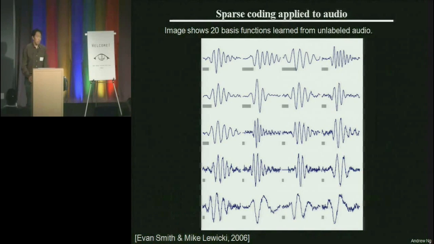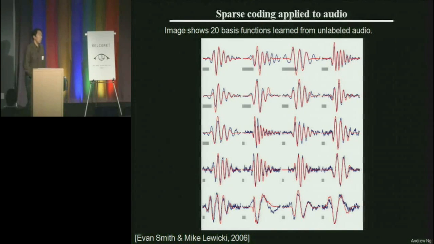So Evan Smith was a postdoc at Stanford with Jay McClelland. What Evan did was he took sparse coding and applied it to raw audio data, and this figure shows 20 basis functions that he learned applying sparse coding to audio. He then went to the cat auditory processing system, and for each of the 20 basis functions, he found the closest match, the closest analog in the biological auditory processing system. The blue functions are those learned by sparse coding on audio, and the closest matches in biology are shown overlaid in red.